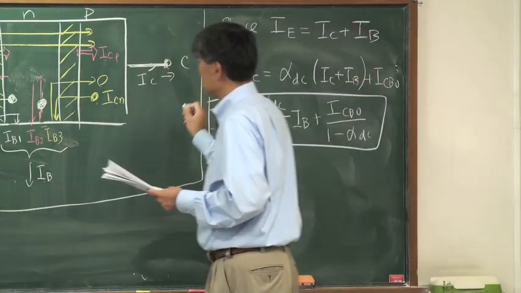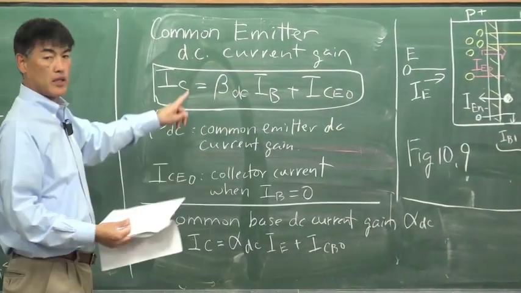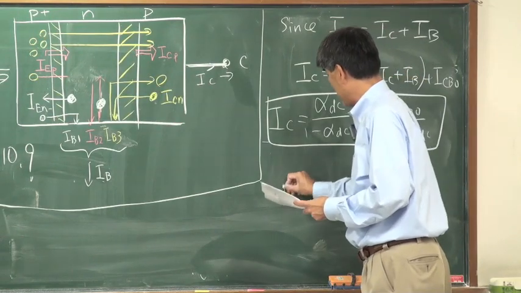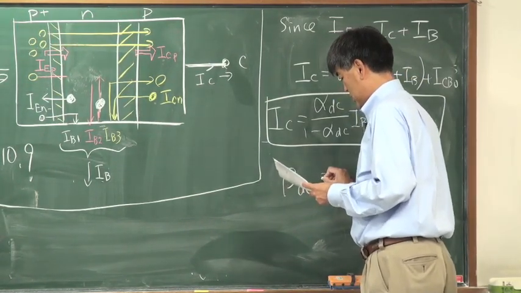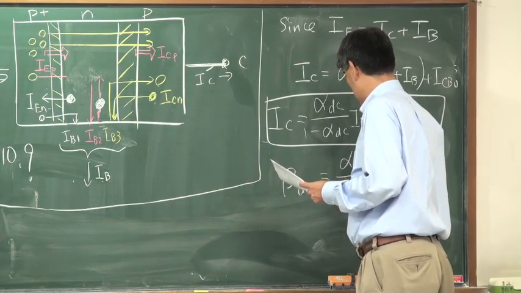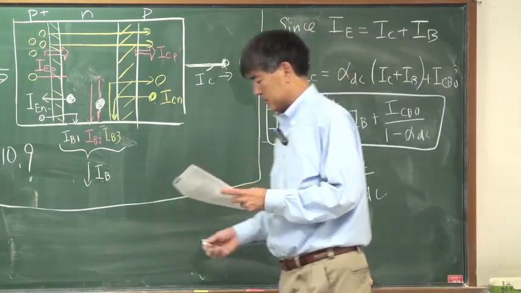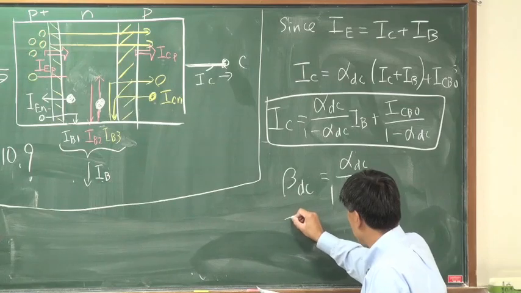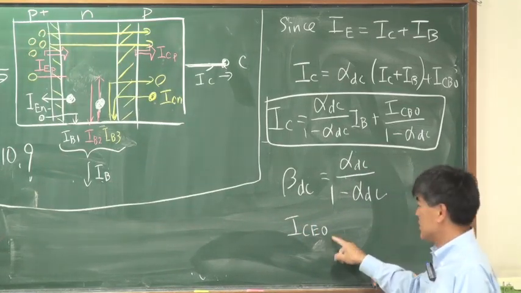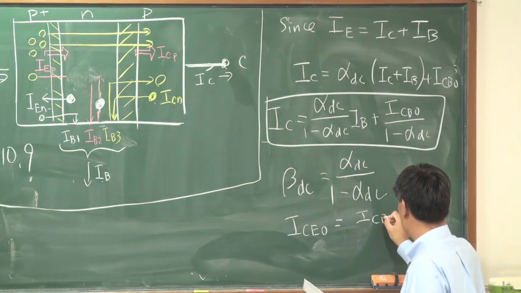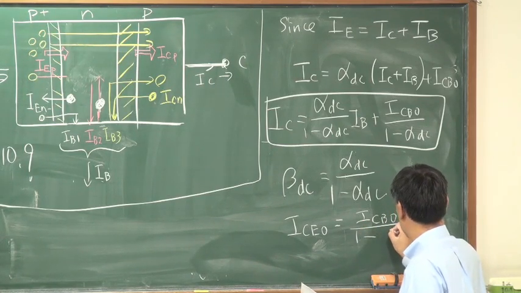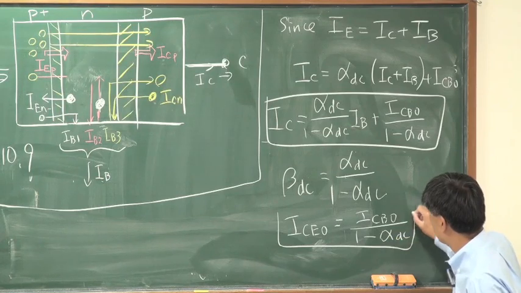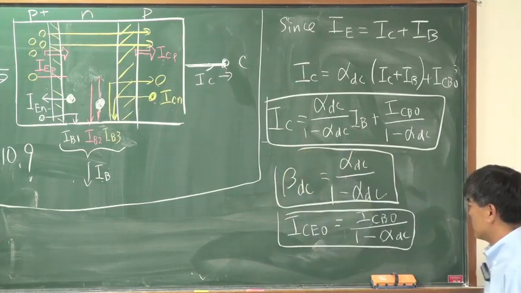So now we compare this equation with this equation. Comparing the two equations, we know that beta DC is alpha DC over 1 minus alpha DC. And ICE0, the collector current when base current is 0, is ICB0 divided by 1 minus alpha DC. We are almost there. Actually, we are home already.